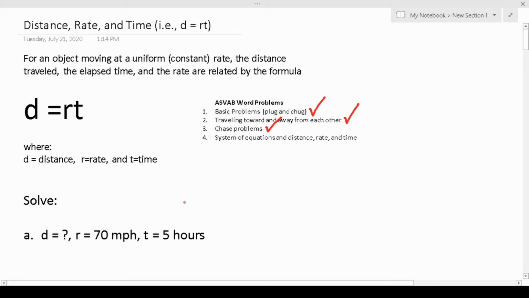And then finally, we're going to look at problems in which you're going to have to use a system of equations to solve a word problem involving distance, rate, and time. Again, if you're going to score somewhere between 70 and 99 on the test, you should absolutely expect to see some of those problems as well.